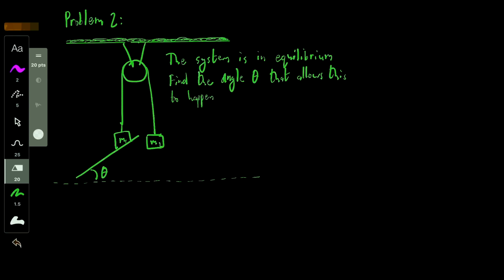This is our second problem, and this problem involves a little less number plugging and more of understanding how algebra is involved within this problem. But first, let's say what this problem even is. We have a pulley attached to the ceiling with m2 and m1 as different masses, where m1 is the mass on the left and m2 is the mass on the right. Now m1 is on an inclined plane with an angle of theta towards the ground. And this system is given to be in equilibrium. What we want to do is find the angle theta that allows this to happen.